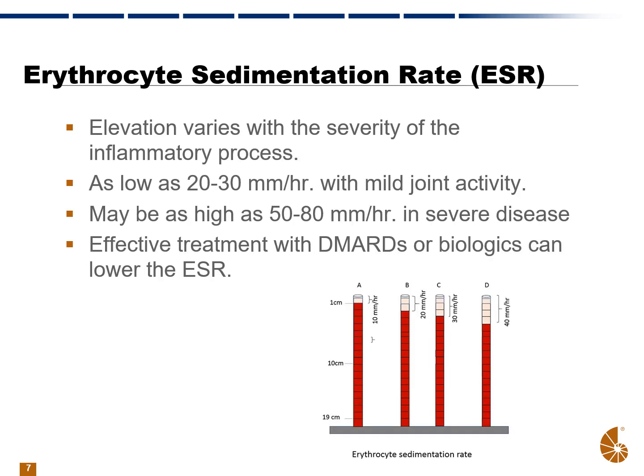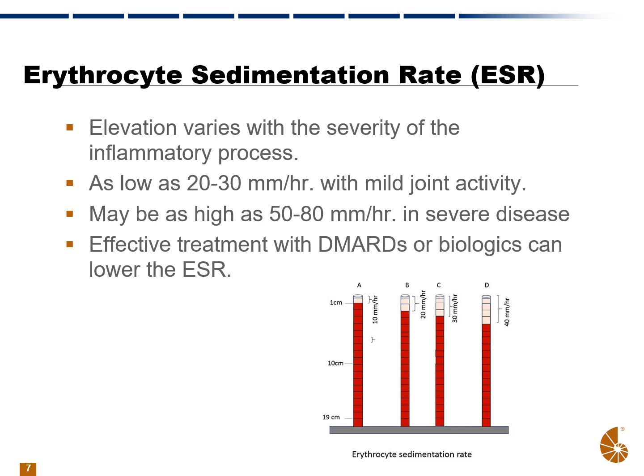So the ESR, that's an easy to do test. Elevation varies with the severity of the inflammatory process. It can be as low as 20 to 30 millimeters per hour with mild joint activity, but it could be much higher, in the 50 to 80 range, in severe disease. And then effective treatment with medication can bring down the ESR.